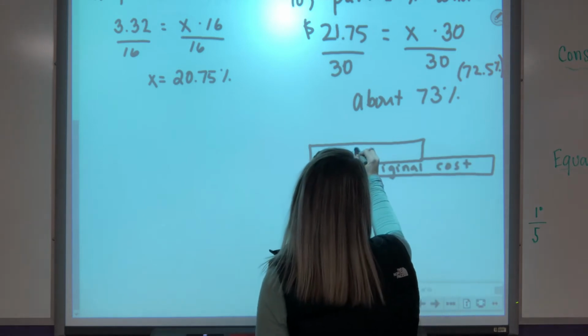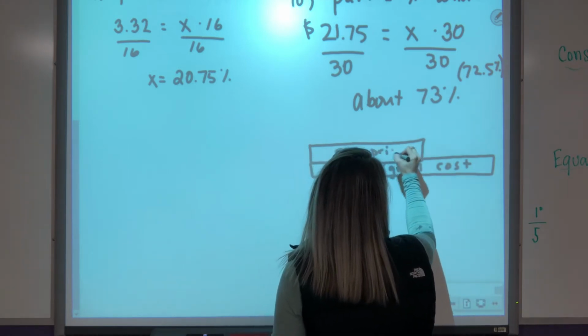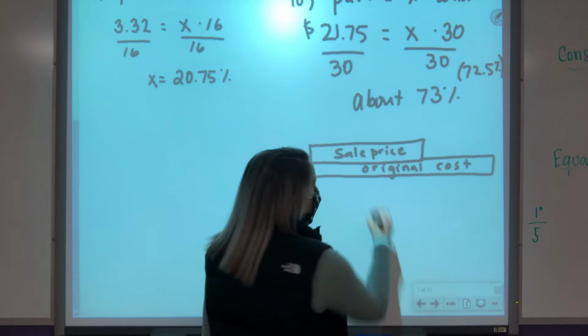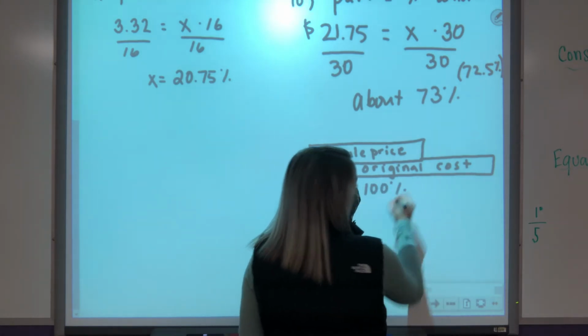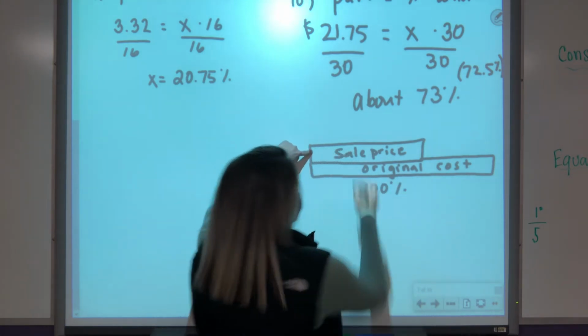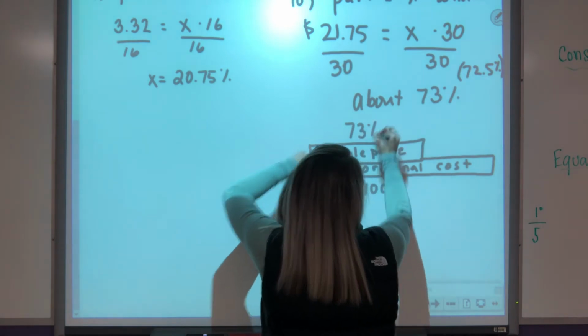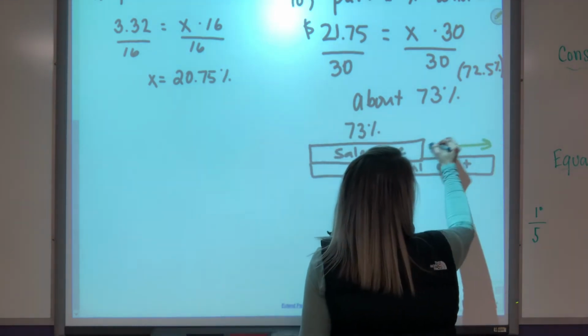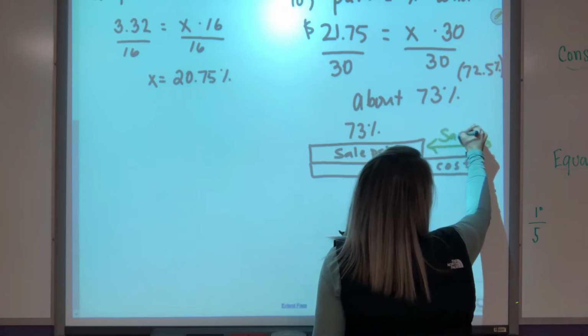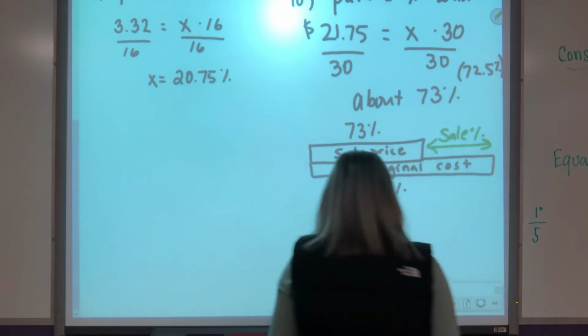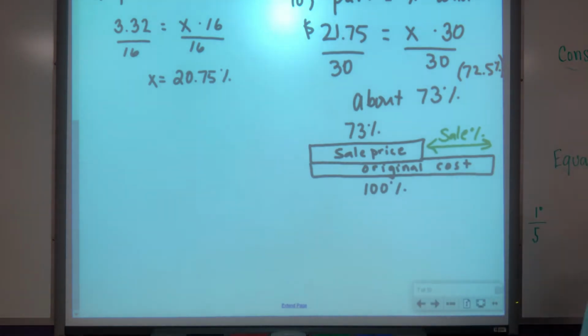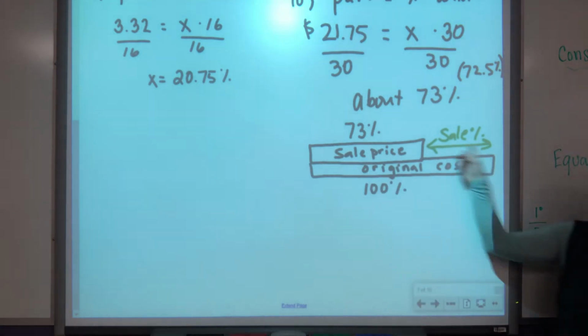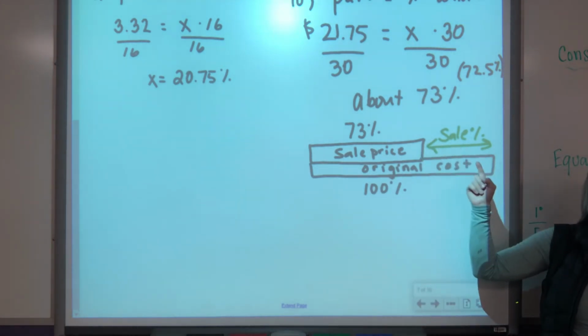This is the sale price. So this is 100%. This is 73%. Missing another 27. So that means here, that's the sale percent. Okay? So what would the sign read? The sign would read 27% off.